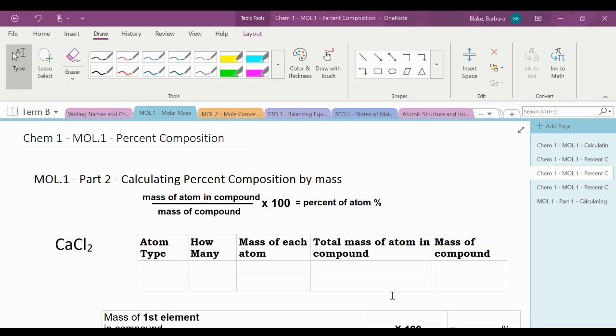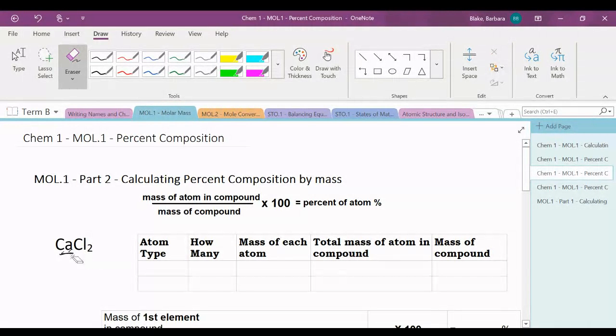All right, so today we're going to talk about calculating percent composition by mass. And this is molar mass in disguise. Because really what we're taking a look at when we take a look at a compound is saying what percentage of the compound is going to be made up of calcium and what percentage of the compound is going to be made up of chlorine. And this is going to be a product of the molar mass that we talked about yesterday.